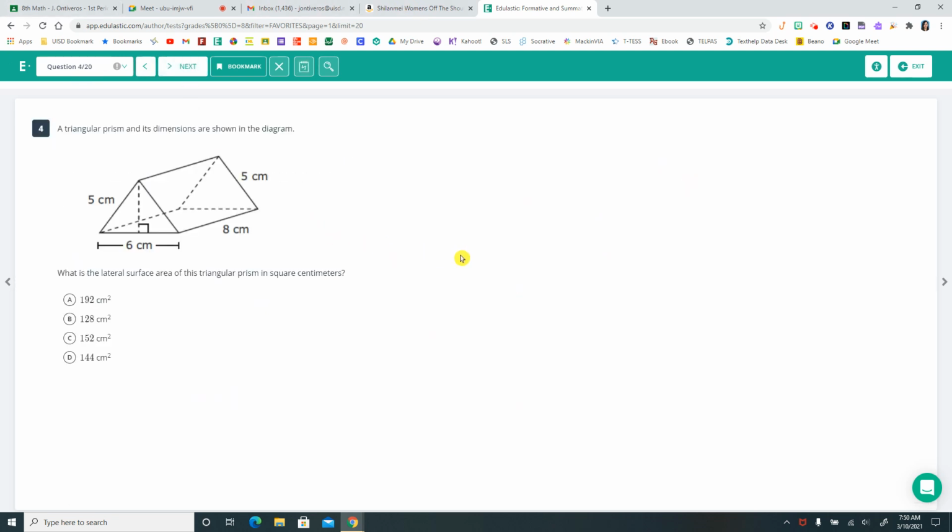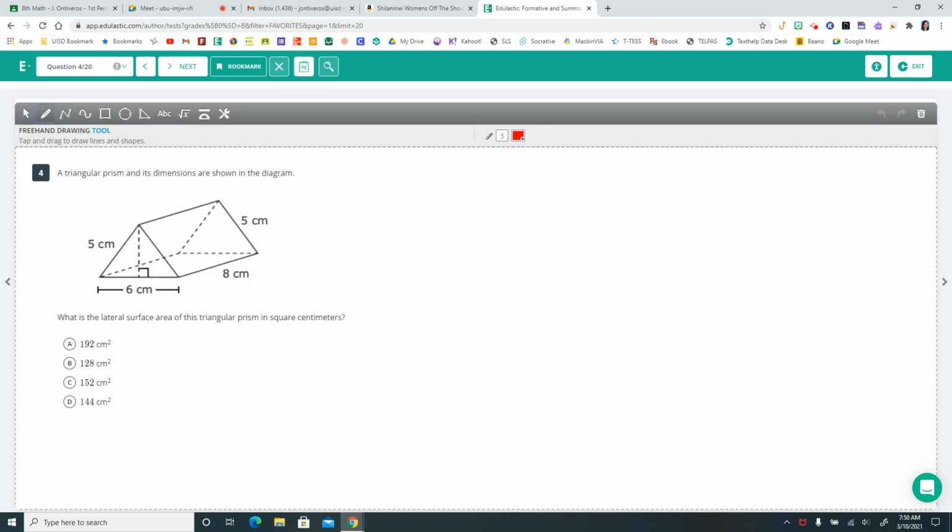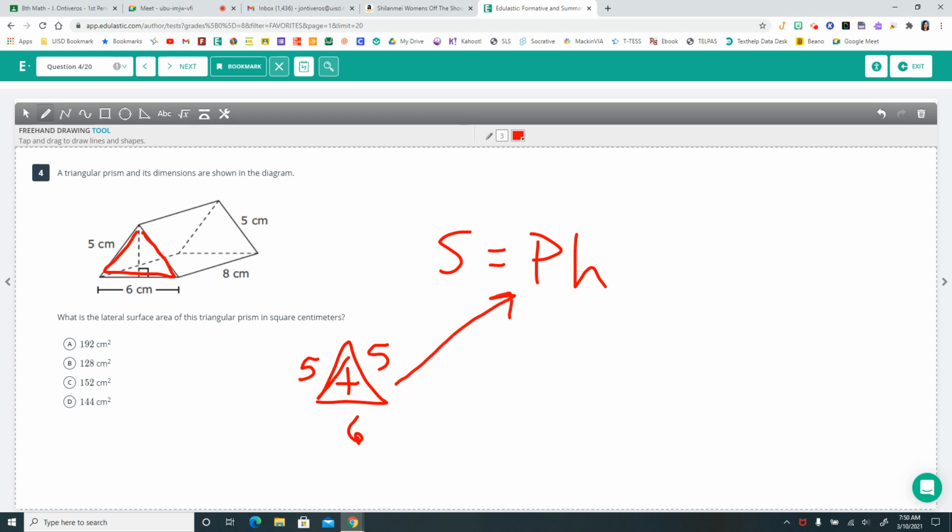Here, lateral surface area, so you're going to just do PH. So you're going to get the perimeter of the base, so you can actually take it out: 6, 5, and 5. So you add all sides to get the perimeter. And the height, it's the distance between the two bases, which is the 8. So you need to add and then multiply times 8, and that should give you the answer.